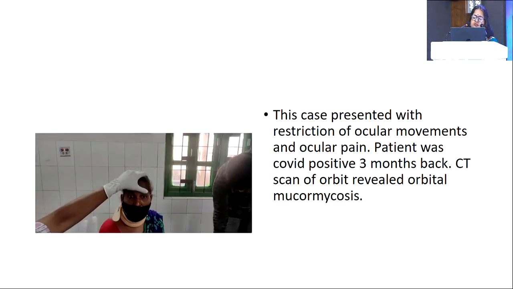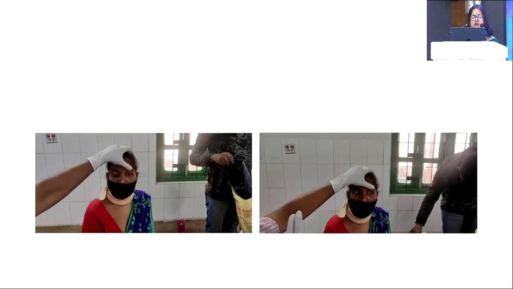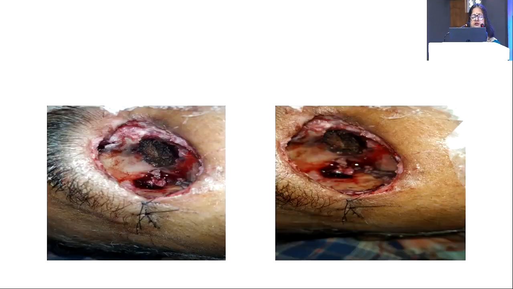This was a case which presented with restriction of ocular movement and ocular pain. The patient was COVID positive 3 months back. CT scan of the orbit revealed orbital mucormycosis. There was ptosis and restriction of ocular movement. Lid edema was not much. Facial pain was there, but facial edema was not much.